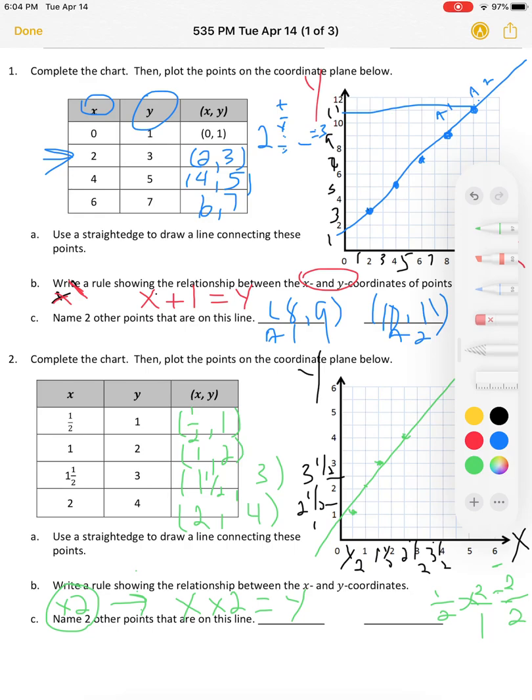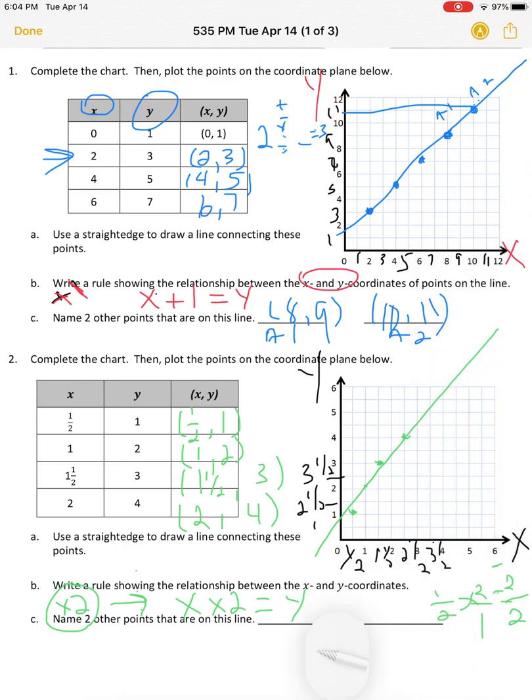Good job. Let's look at C. Name 2 other points that are on this line. So now we have to, just like we did before, grab 2 other points. And I know that we're moving up 2 spaces here. 1, 2, 1, 2. So the next one would be here. 1, 2, 1, 2, and the next one would be there. So let me input those on the quadrant. Here, and then the next one would be here.